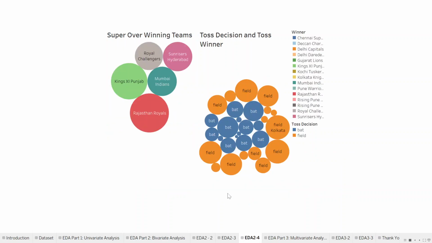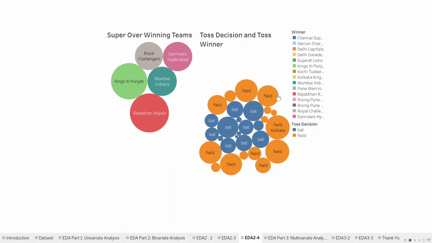Then next, coming to the further bivariate analysis, I have used bubble charts here. So there are two bubble charts. The first bubble chart shows super over winning teams. So Kings 11 Punjab, Mumbai Indians, Rajasthan Royals, Royal Challengers, and Sunrisers Hyderabad were the super over winning teams.